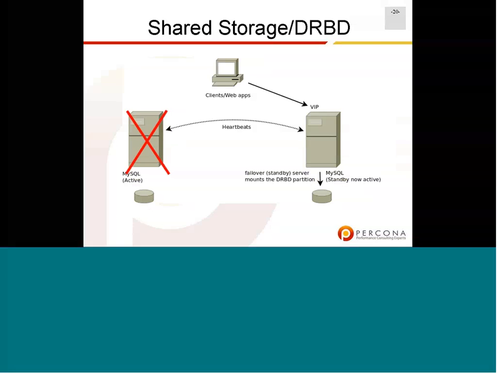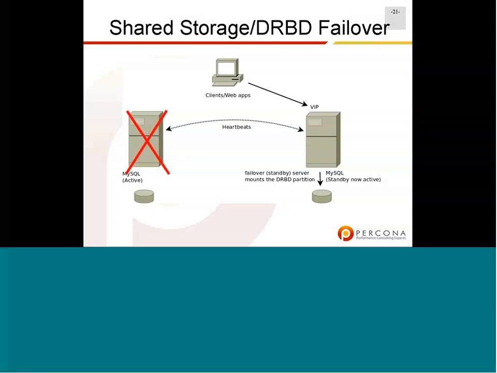What happens when there's a failure? It's about the same. The surviving node will take over the resource. Instead of mounting the SAN, it will make its DRBD partition primary and mount it, and then start MySQL on it and grab the IP to offer the service to the web application.